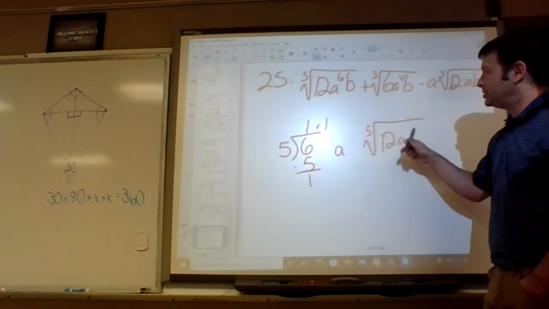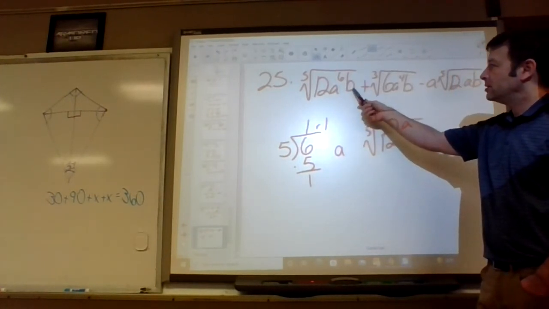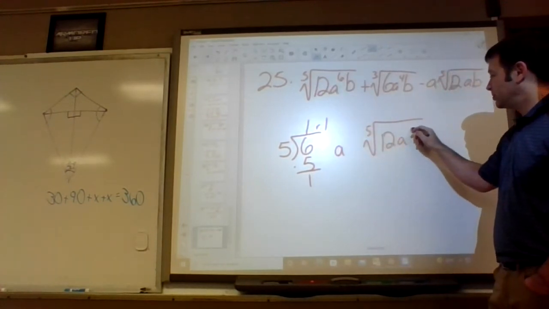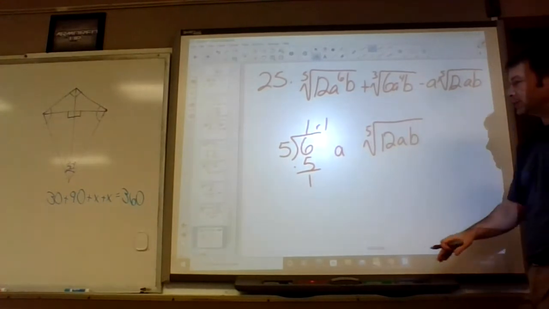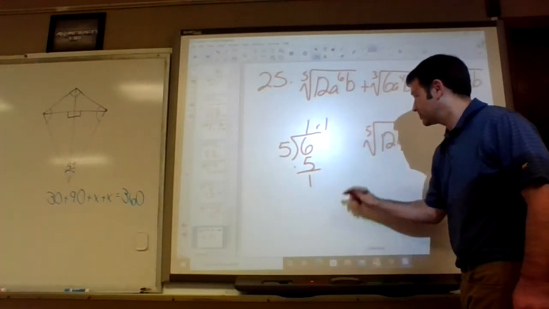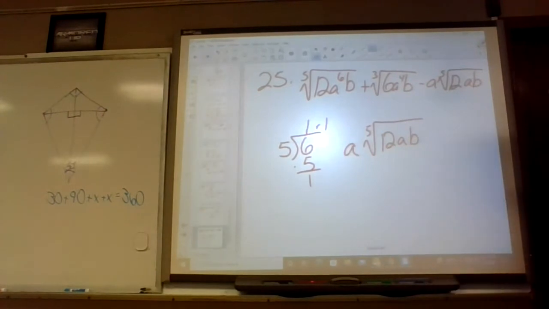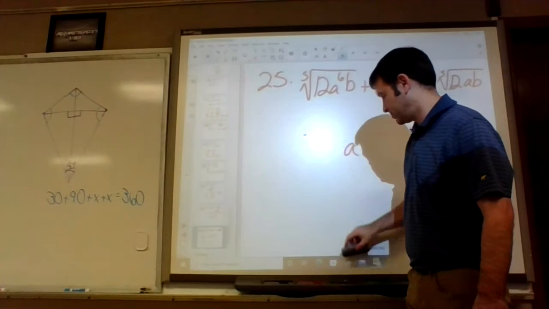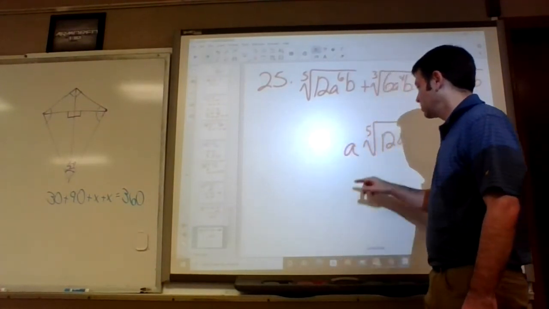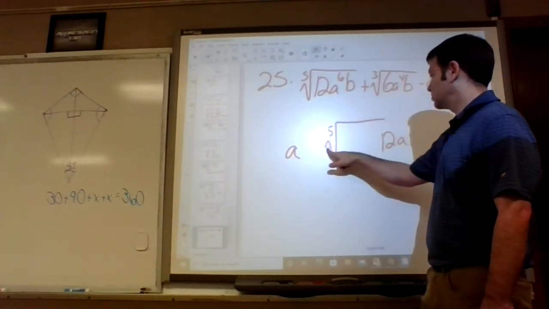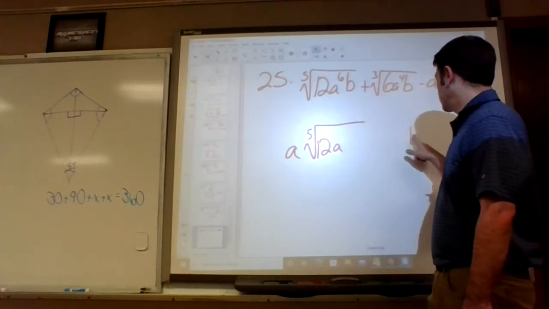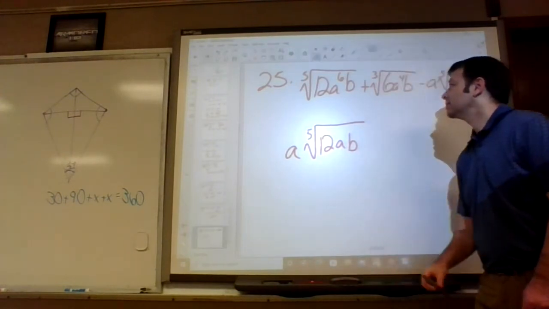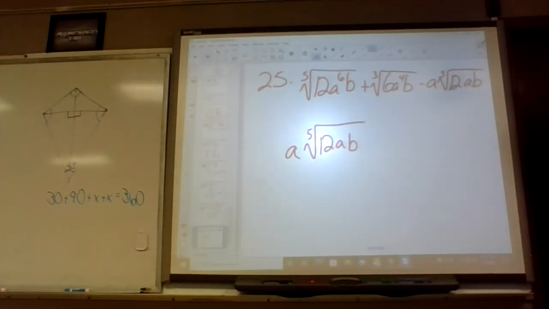Alright, do we have enough b's for the b to get out? No. Yeah, 1 divided by 5 is remainder of 1. So the b is still stuck in there too. I should have put that a way up there, I guess. So that's the first term. Let's get rid of that. One step at a time. Okay. Didn't do much with it, did we?